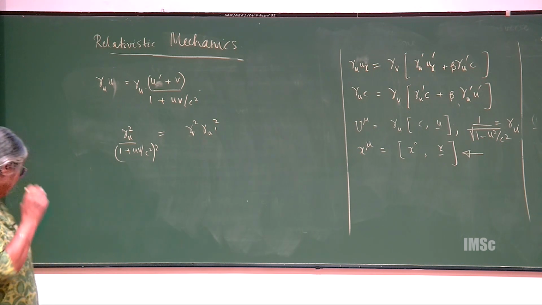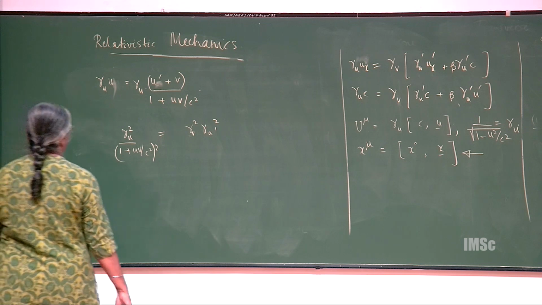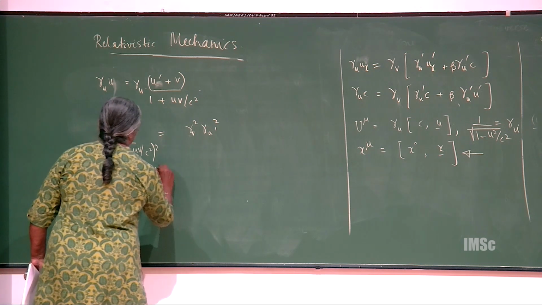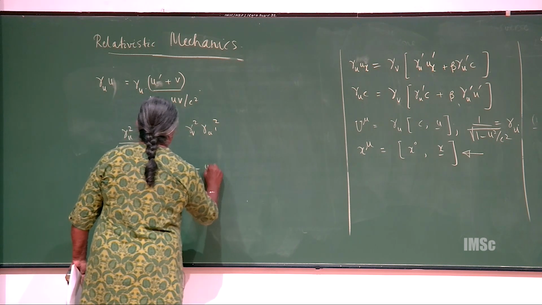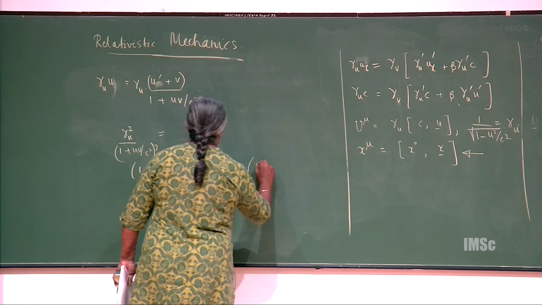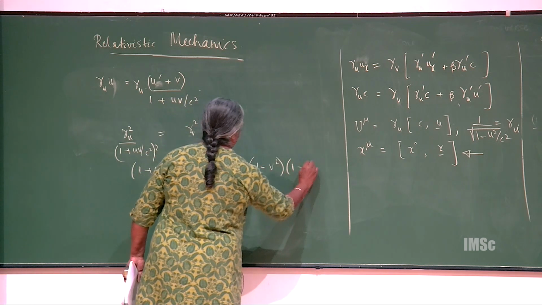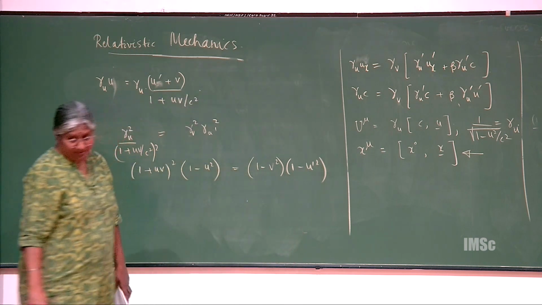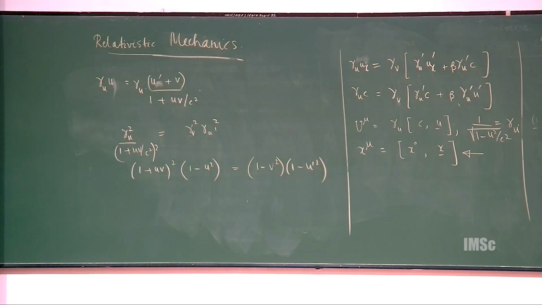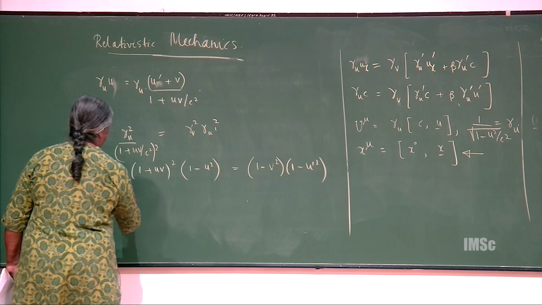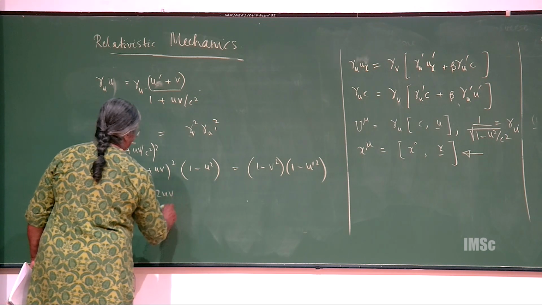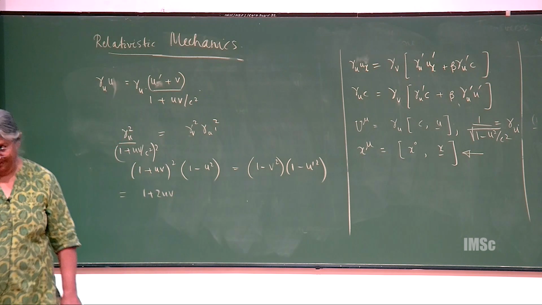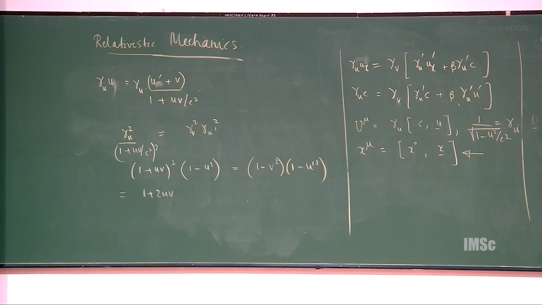So did anyone show this? You have to show that 1 plus uv squared into 1 minus u squared is equal to 1 minus v squared into 1 minus u prime squared. What have I done? I have made the equations very simple by taking c equal to 1 so that you can immediately see how easy it becomes. So left hand side is 1 plus 2uv, just keep doing it, it's obvious and straightforward. In 3 steps you will get it, okay.